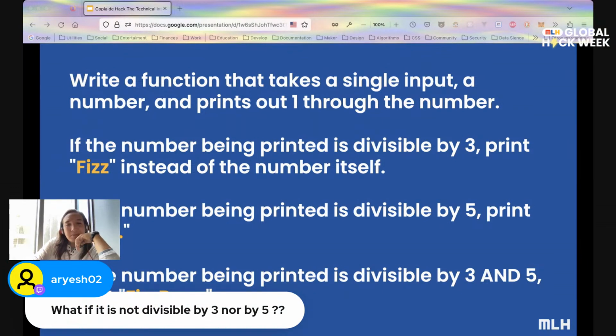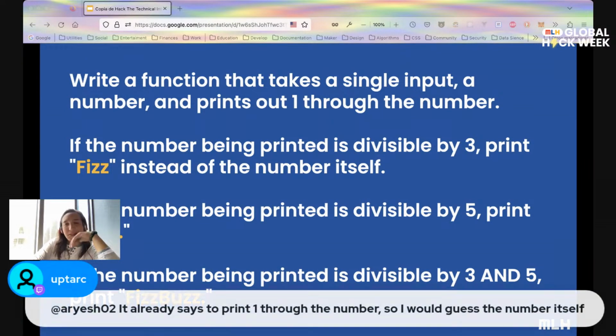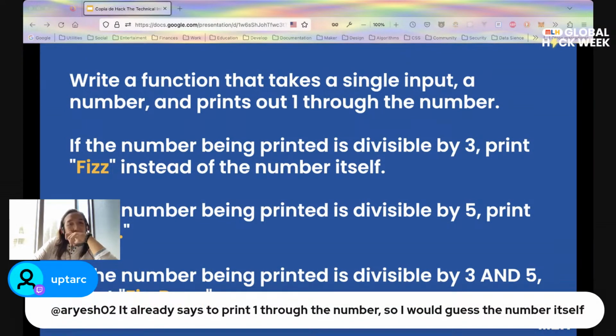What if it's not divisible by 3 or by 5? Good question, and maybe this is not that well explained in the instructions. But yeah, that's a good question too. Will we get a specific type of input? Exactly, good questions here. I was talking about how it's in the instructions, but you can ask that too. It's okay. You want to completely understand it.